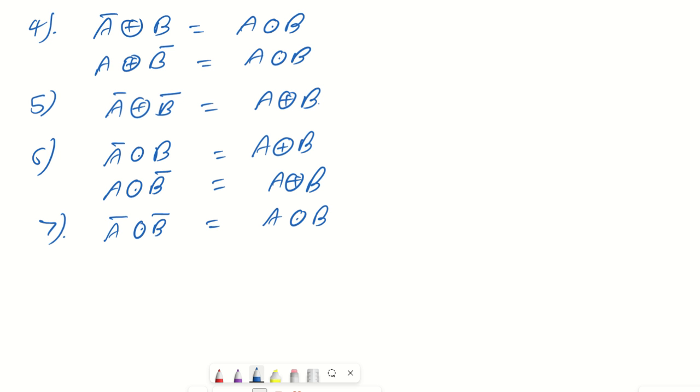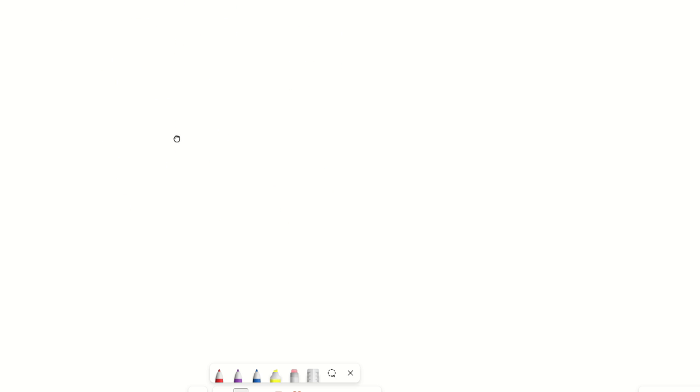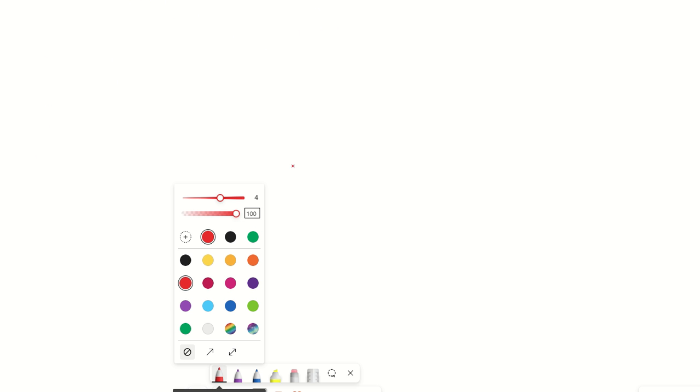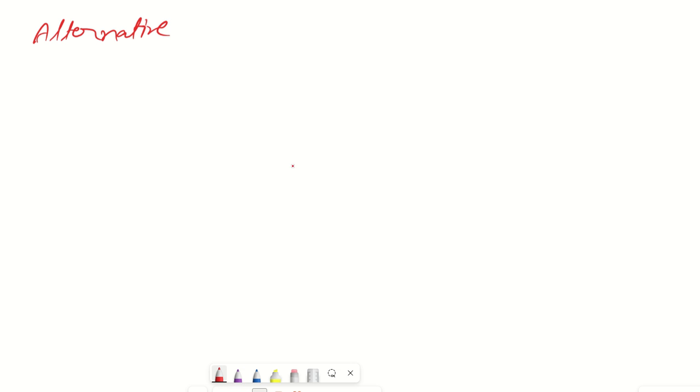Now we will talk a little bit more about logic gates, that is nothing but alternative logic symbols for logic gates, okay. And this is very important. In this session only we'll try to finish that one as well. So we'll write it down as alternative logic symbols for logic gates.